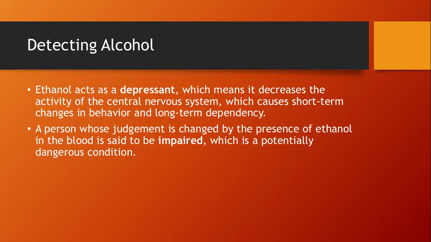So how does that work? Well, ethanol acts as a depressant, which means it decreases the activity of the central nervous system, which causes short-term changes in behavior and long-term dependency. A person whose judgment is changed by the presence of ethanol in the blood is said to be impaired, which is potentially a dangerous condition. Again, definitely a dangerous condition if you were to be driving or something like that.